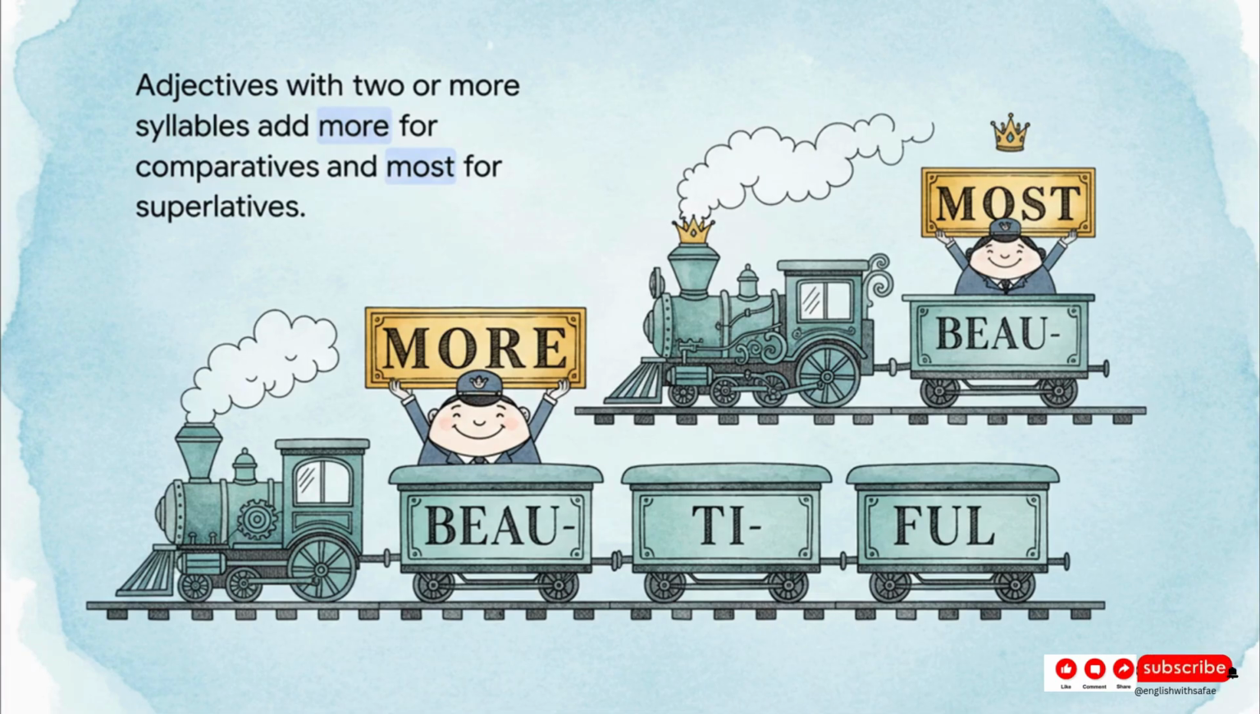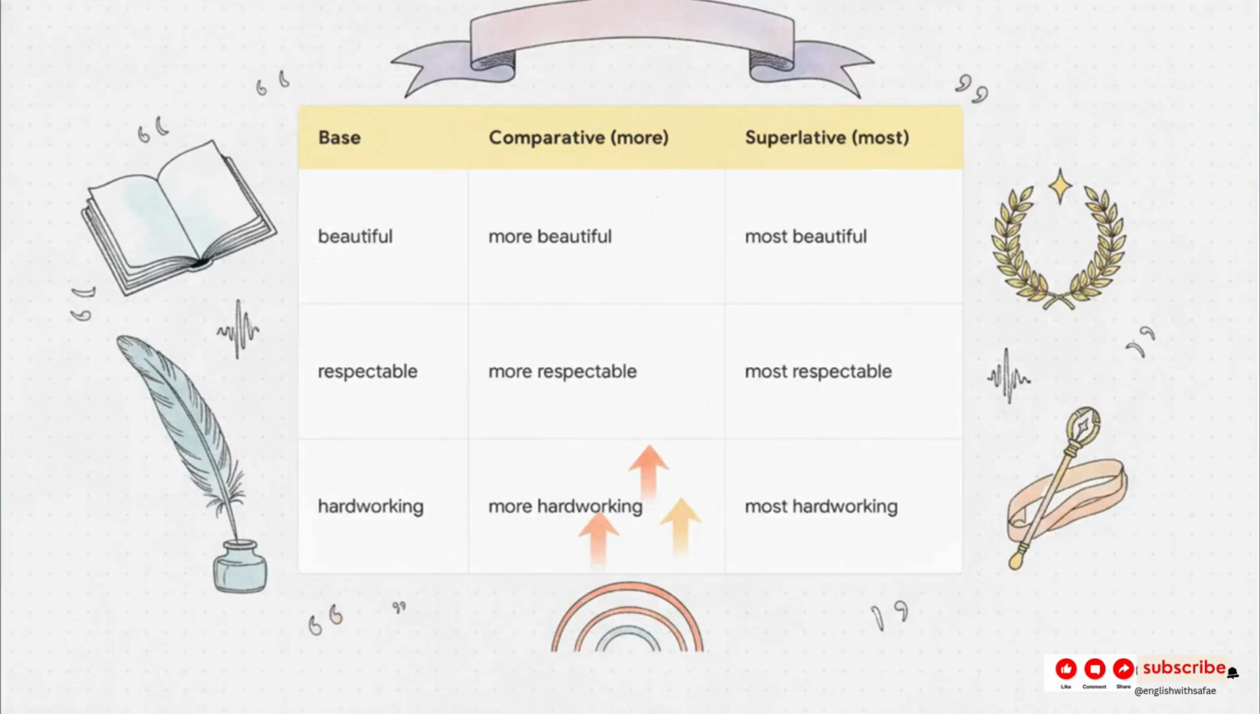I mean, can you imagine saying beautifuler? It's a total mouthful. This rule just keeps things sounding smooth. You can really see it with these examples. I mean, seriously, try saying respectabler or hardworkingest. It just sounds clunky, right?